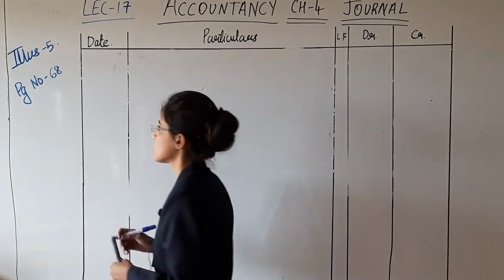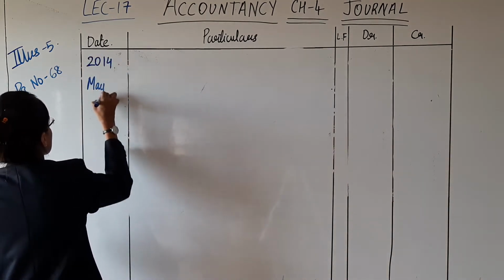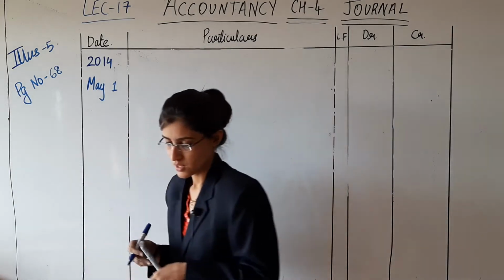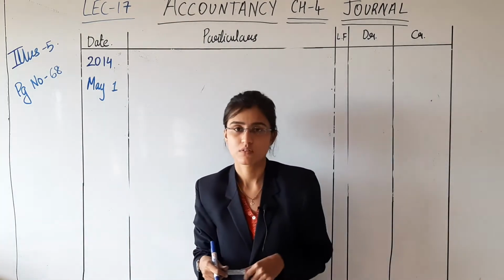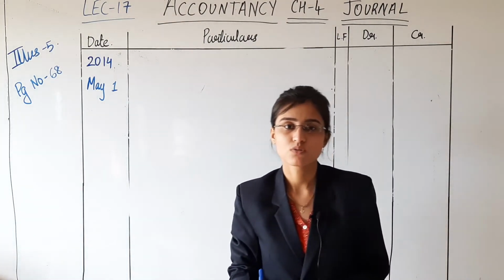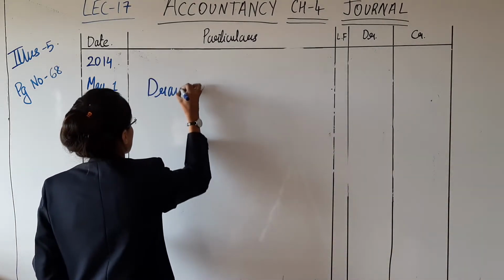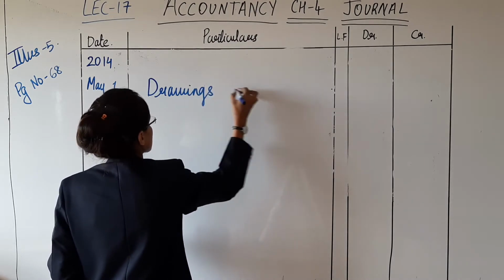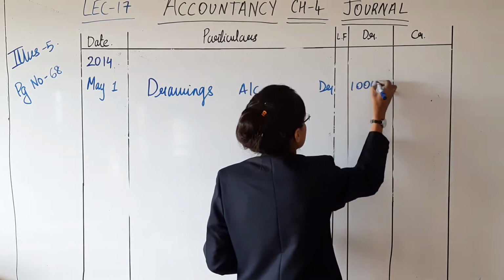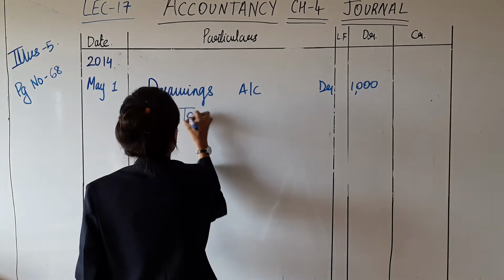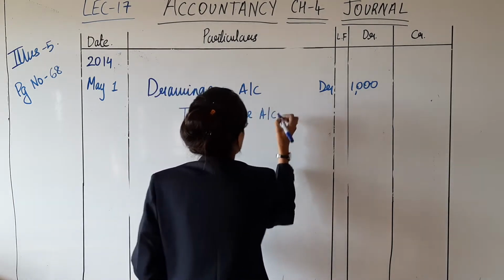So firstly, 2014, May 1, 1st of May goods of rupees 1000 is withdrawn from business for personal use. Anything taken for personal use is always drawings. So drawings account debit 1000 to purchase account 1000.